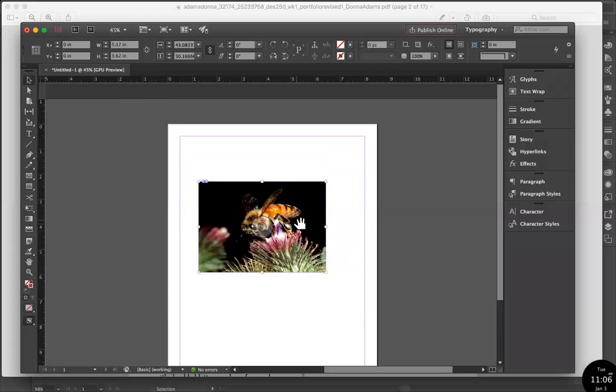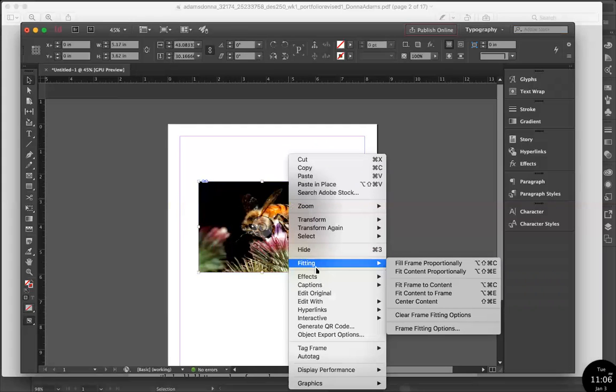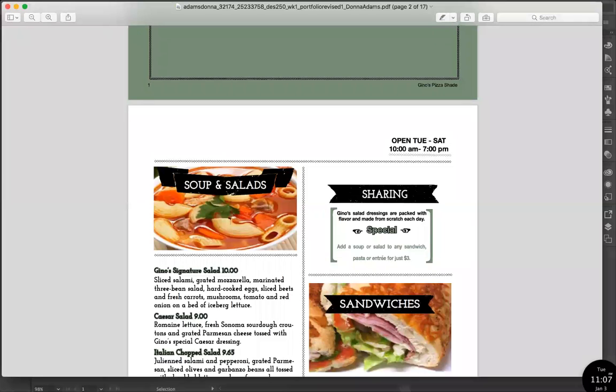But anyway, I can fix that really quick and easy by just using the fitting options. You can right-click on it and go to fitting, or go up to object and fitting. And if you just choose to fill the frame proportionally or fit the content proportionally, then it will go ahead and resize that to where it's not stretched anymore. Okay, so you'll just want to do that on this one here.